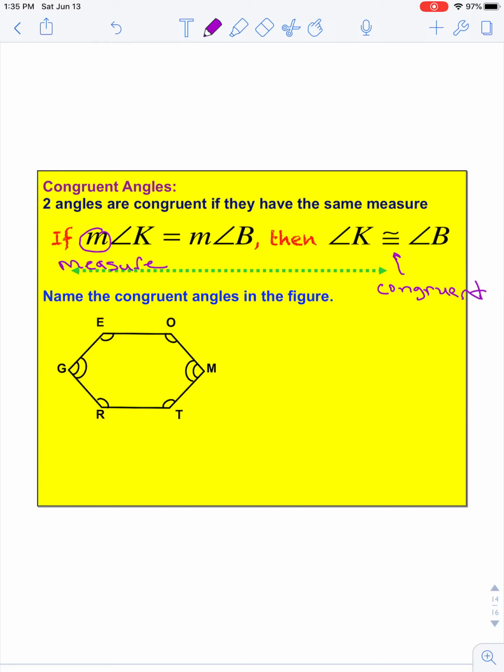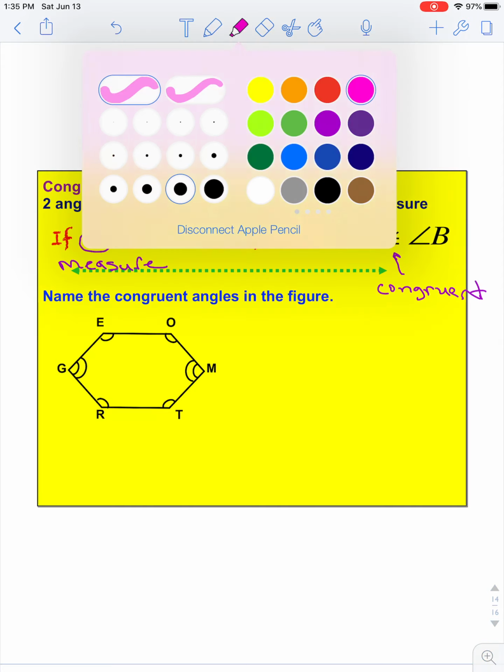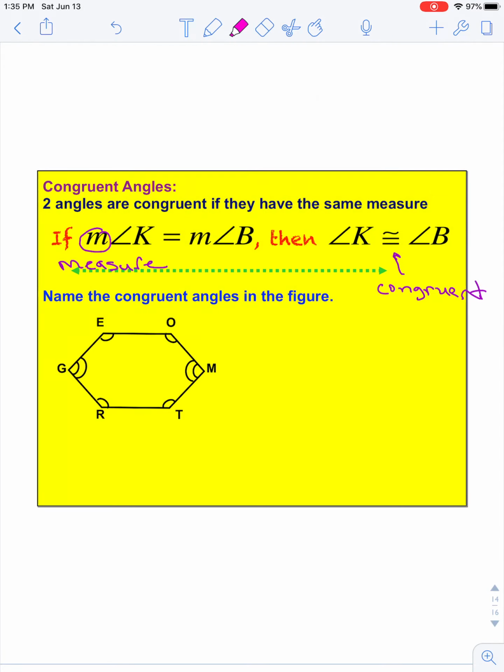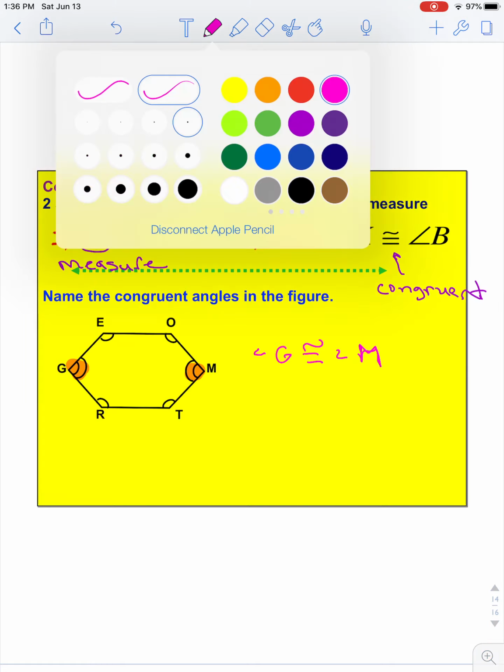So it says name the congruent angles in the figure. Well, what you're looking for is they have the same markings. So you can see that these two are marked the same. So we can say that angle G is congruent to angle M. We know that because they both have two little swooshes or tick marks on them.